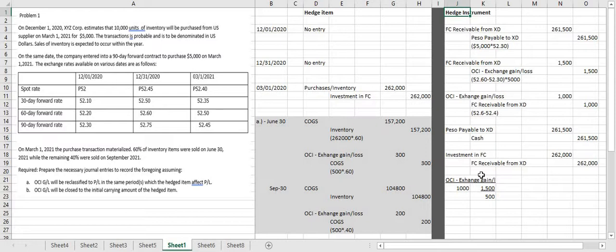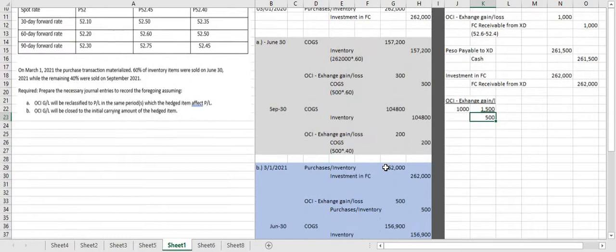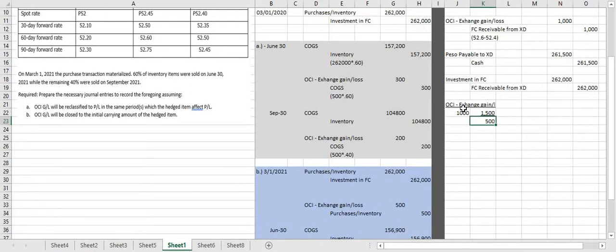Now, we still have a balance for our other comprehensive income exchange gain or loss. Remember na meron tayong beginning balance, or meron tayong credit to OCI for 1,500 on December 31, while on March 1 naman, meron tayong debit for 1,000. Kaya our net balance of the OCI on March 1, 2021 is 500. Again, we have two options kung paano natin siya iti-treat or how to reclassify OCI. Okay? So ito yung dalawang options na binigay ng standard.